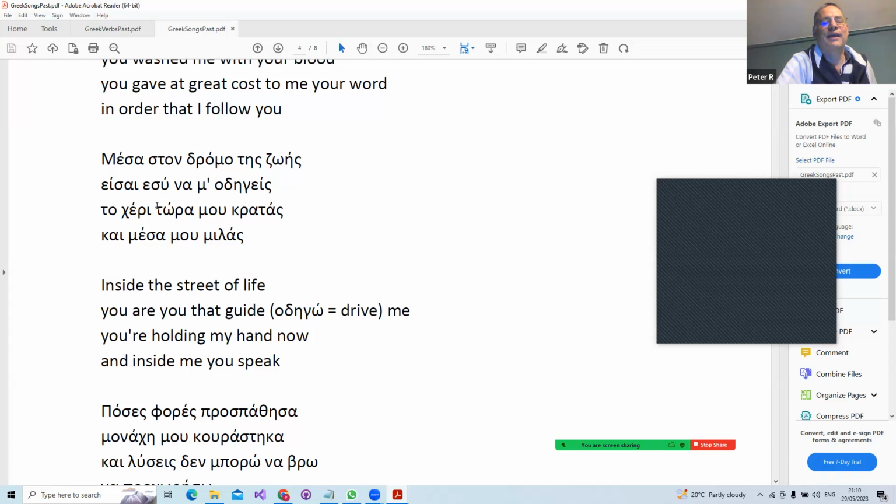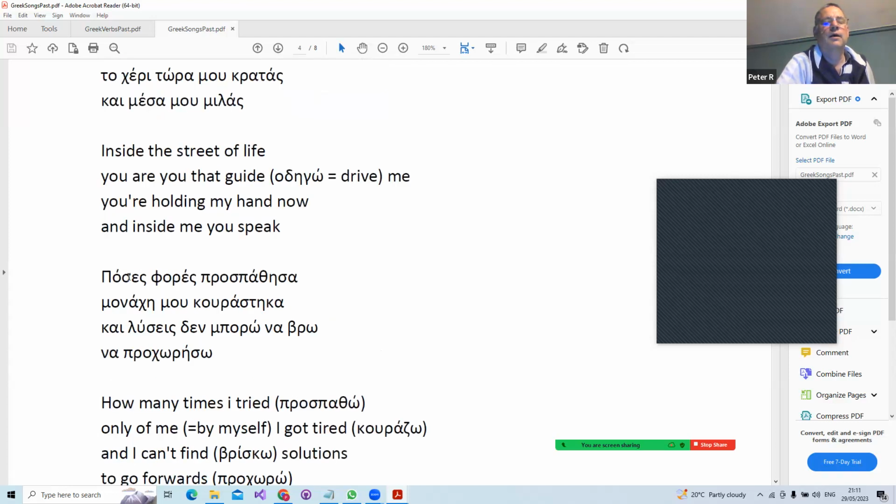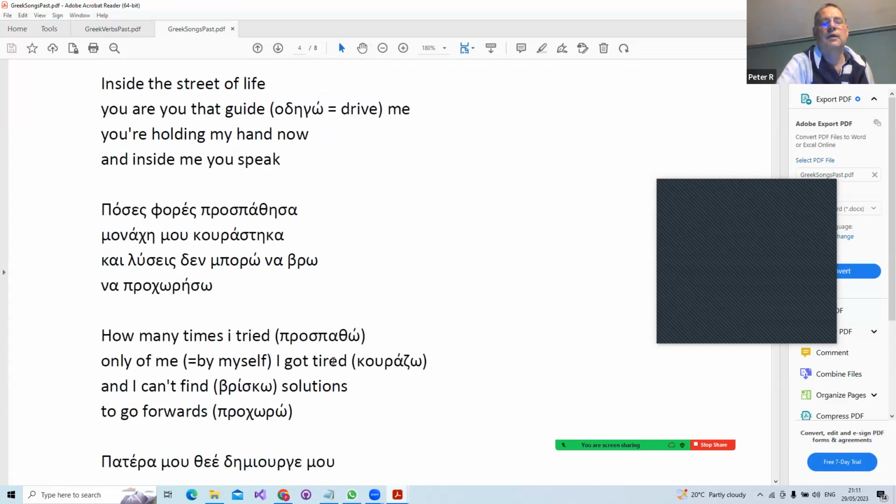You hold. Katas is holding here. Milas. So this is you speak, you say. I've tried prospatho. So prospatho becomes prospathisa, tried. And so we go on with some other verbs here. I guess we've got quite a lot of new vocabulary, which is not helping with the jumping around.